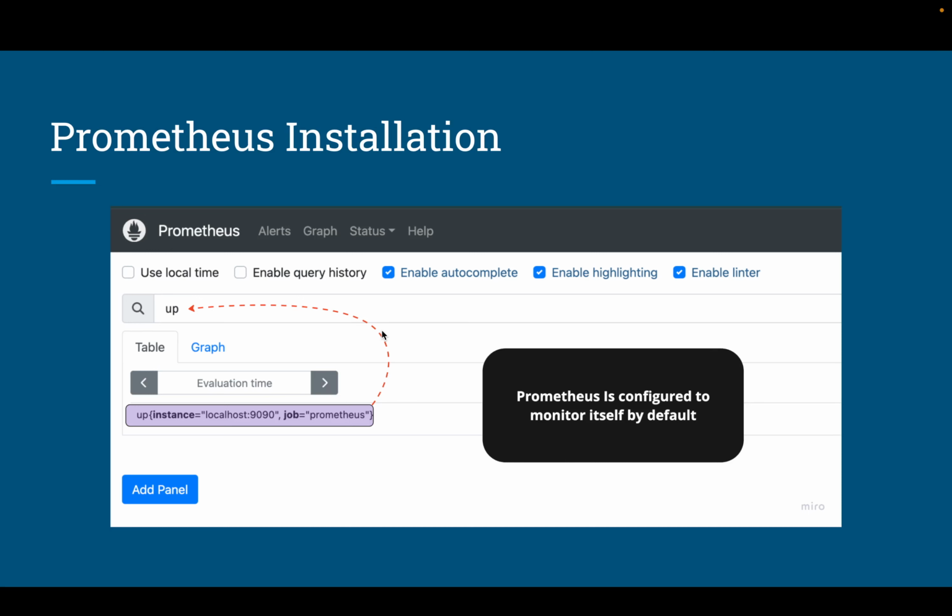Now let us check whether the Prometheus server is running properly or not. As we already discussed, a simple command to test is up. If you give the PromQL query up and hit execute, you will see one record. This is the record related to Prometheus. The point here is that Prometheus is configured to monitor itself by default. So this confirms that Prometheus is up and running successfully on our Ubuntu machine.